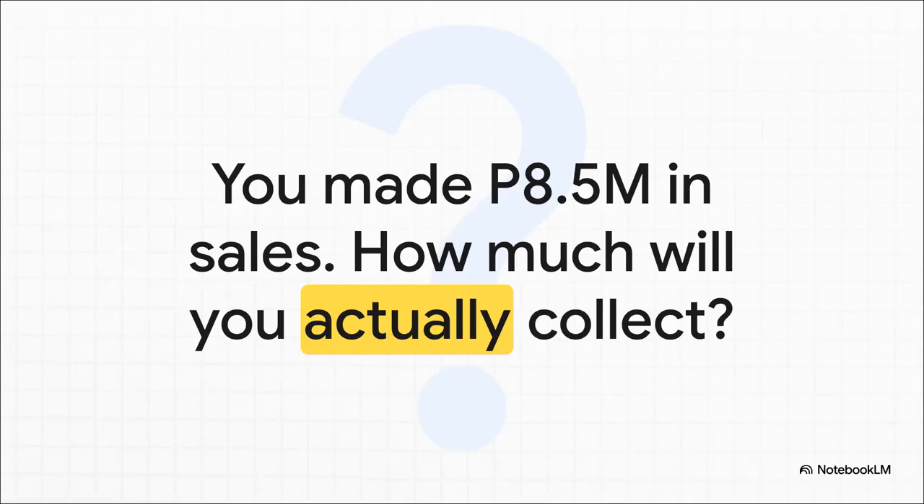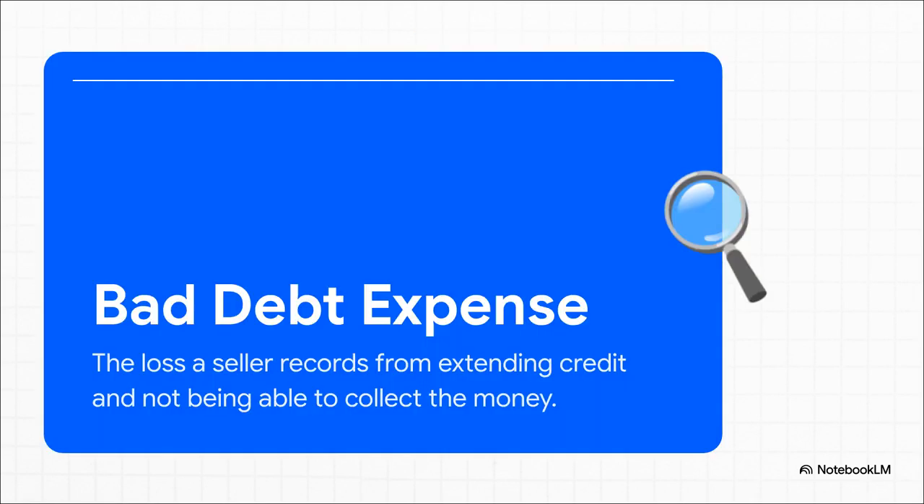Imagine this. Your company just had a killer year. 8.5 million pesos in net sales. That's amazing, right? But here's the reality check. That big number on the sales report isn't the same as cash in the bank. Not everyone's going to pay up. And that loss? Well, it has a name. Bad debt expense. You really have to think of it as just another cost of doing business. If you want to offer credit and make more sales, you have to accept that some of those sales will go bad. It's that simple.